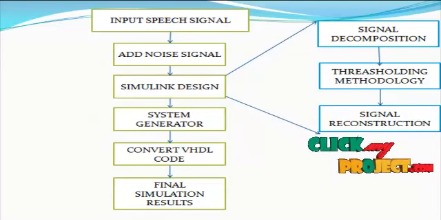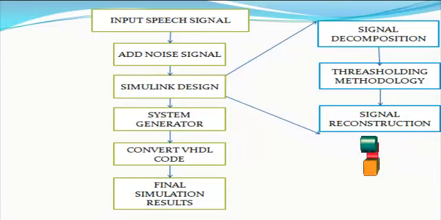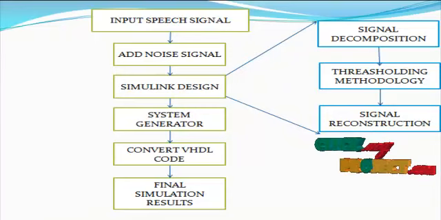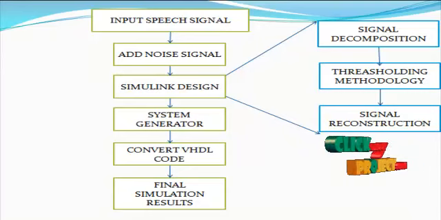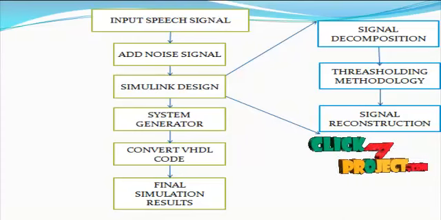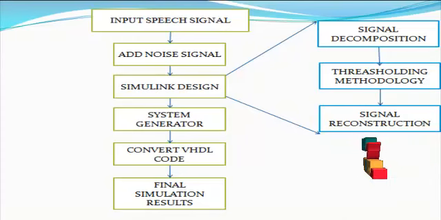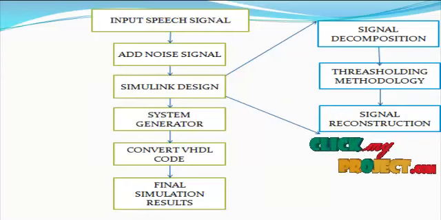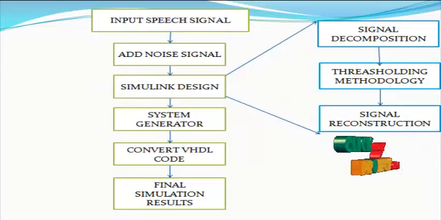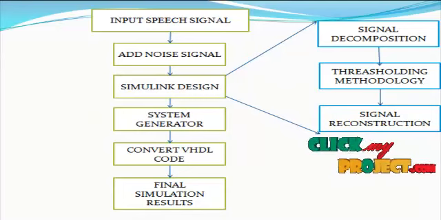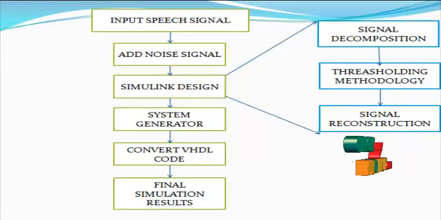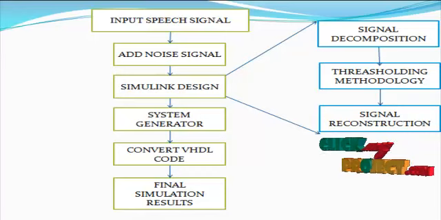Then we apply the system generator. This system generator process is mainly used to convert and generate the VHDL code for the speech denoising methodology. This is the Simulink design method, converted to VHDL code using the system generator process, then to calculate the simulation and synthesis results for the speech denoising methodology for our overall architecture, then to compare the speech denoising methodology with the real-time process and to validate the Simulink based VHDL process.